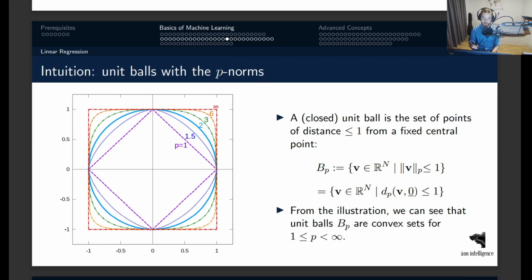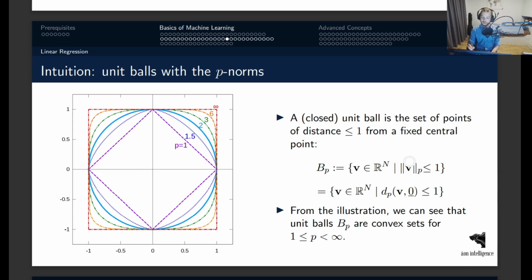So let's first define another object, a closed unit ball. There are also open unit balls, but we consider closed unit balls. A closed unit ball is the set of points of distance smaller or equal than 1 from a fixed central point. So formally, this means that we have the closed unit ball B_p, where p is our value for the p norm. And this is defined as the set of points in R^n for which the p norm of that point v is smaller or equal than 1.